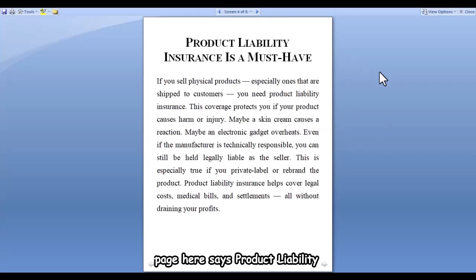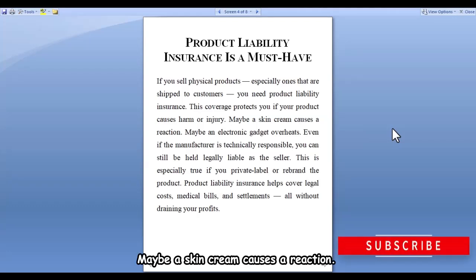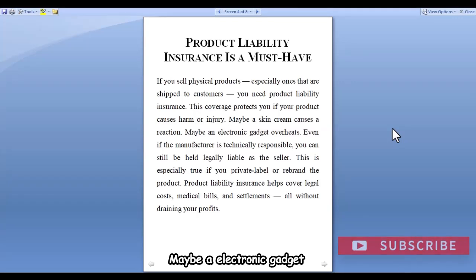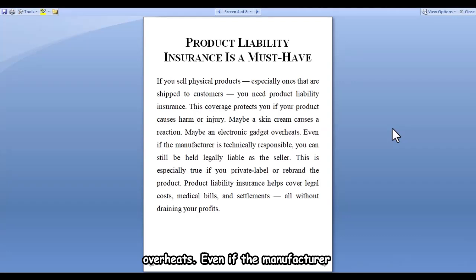The next page says product liability insurance is a must-have. If you sell physical products, especially ones that are shipped to customers, you need product liability insurance. This coverage protects you if your product causes harm or injury. Maybe a skin cream causes a reaction. Maybe an electronic gadget overheats. Even if the manufacturer is technically responsible, you can still be held legally liable as the seller.